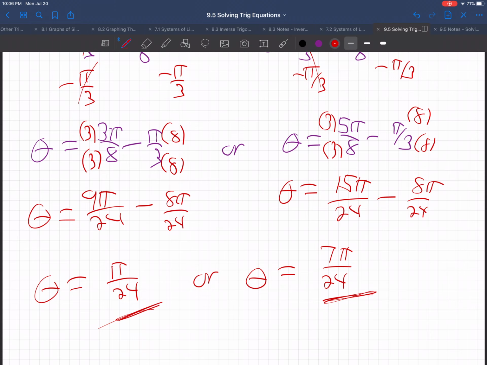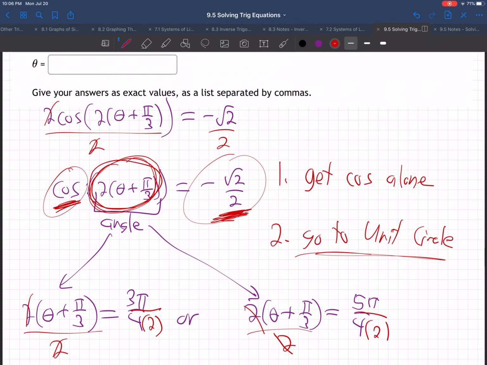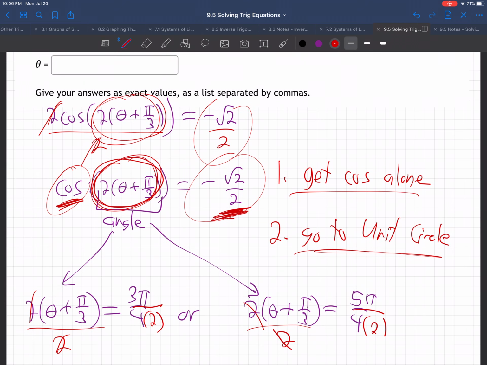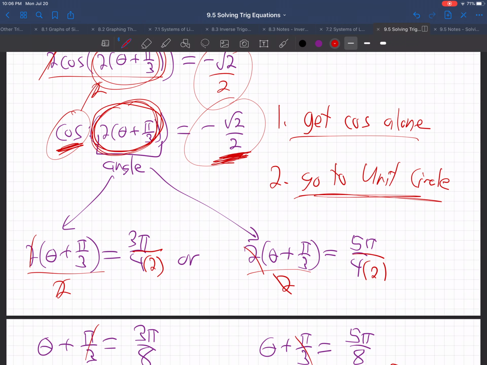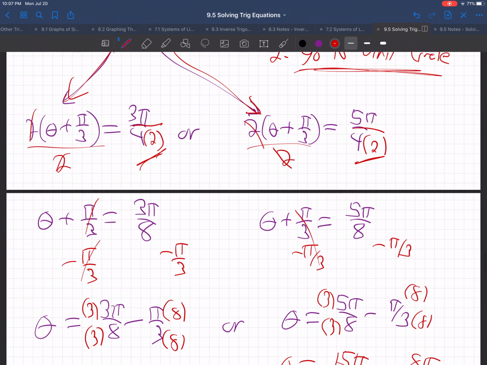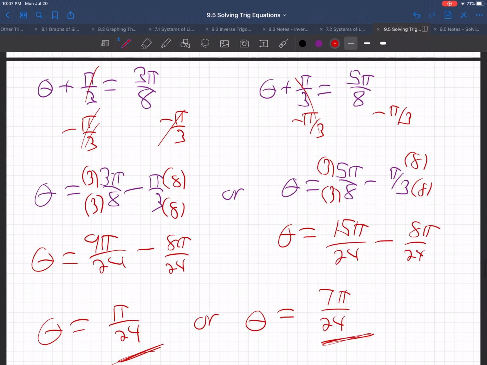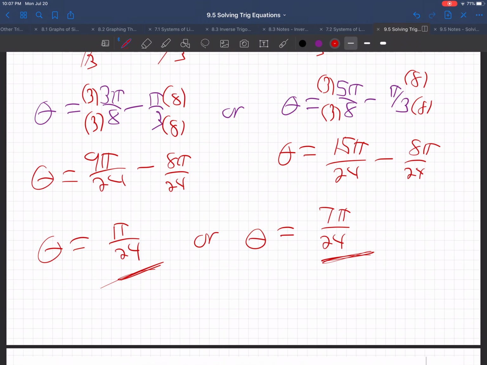There's the two answers. So, long story short, when you get this kind of question that has a bunch of stuff on the inside, just do the outside. Just divide by the 2. Then you just get the cosine alone. Then you just go to the unit circle. Find the two places, 3 pi over 4 and 5 pi over 4, where cosine is negative root 2 over 2 from the unit circle. Then just solve for theta. Divide by the 2, subtract the pi over 3. There's our two answers.